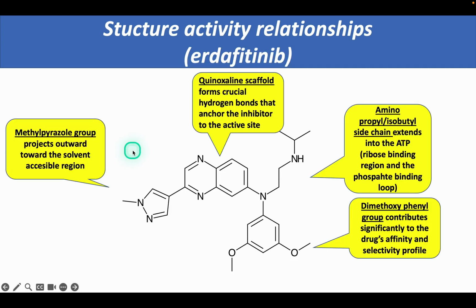Regarding the structure-activity relationships of Erdafitinib, we can say that it is characterized by having a molecular scaffold of quinoxaline, a bicycle formed by a pyrazine heterocycle fused to a benzene ring, which forms crucial hydrogen bonds to bind the drug to the receptor's active site. Its substituents help optimize affinity for the receptor and its pharmacokinetic properties.